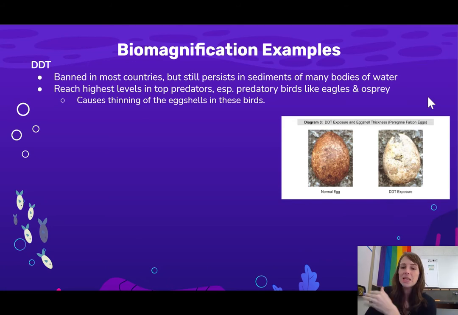In fact, for these upper level predatory birds, the DDT was making their shells so thin that the birds would go and sit on their nests and it would crack the eggs. So we actually got a drastic drop in our eagle population in the United States. And this is why DDT was banned: we were seeing such severe consequences at the highest levels as biomagnification occurred throughout the food web.